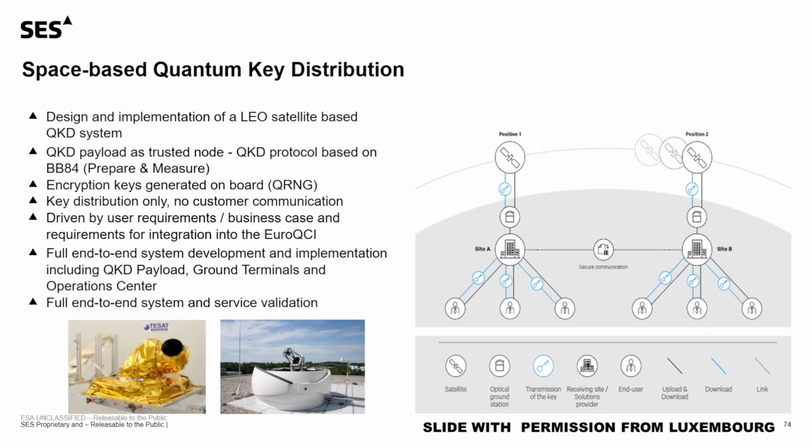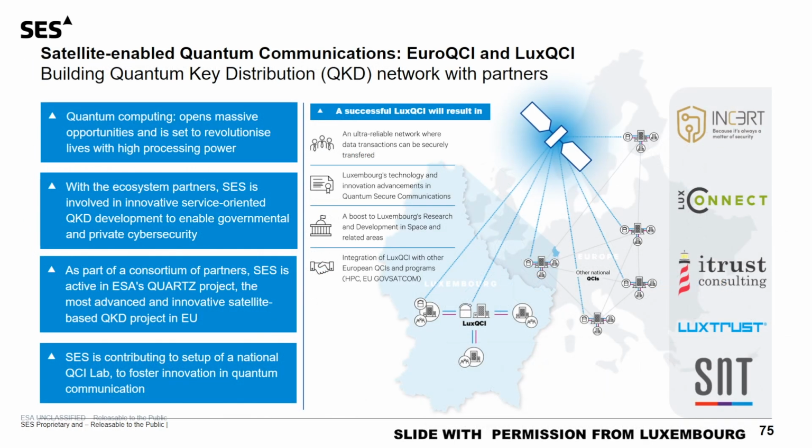And this is another slide, with permission from Luxembourg, saying they're foreseeing to develop, in cooperation with SES, a low Earth orbit satellite-based QKD system using a BB84 prepare and measure protocol and using a QRNG, quantum random number generator, on board. As we can see, the success criteria that Luxembourg views is that they build a reliable network where they can help secure data transactions using QCI-provided keys. It also helps advance Luxembourg industry in terms of other technical innovation and supports research and development, space development areas, and integrates with other European programs.